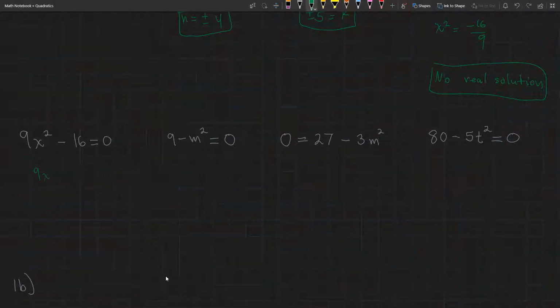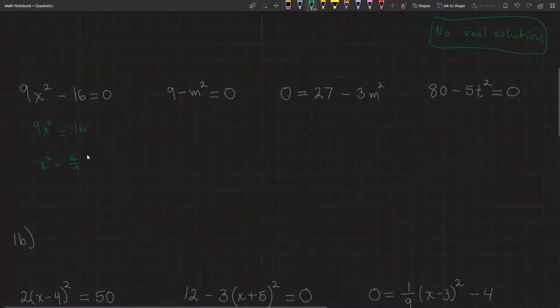So we will say that 9x squared minus 16 equals 0. How do we undo subtracting 16? We're going to add 16 on both sides and get 9x squared equals 16. And again, we want to undo multiplying by 9, so we will say that x squared equals 16 over 9. And now because this is a positive value, we could have two solutions. x is either positive or negative. The square root of the numerator is 4. The square root of the denominator is 3. So positive or negative 4 over 3, as opposed to no real solutions from before.